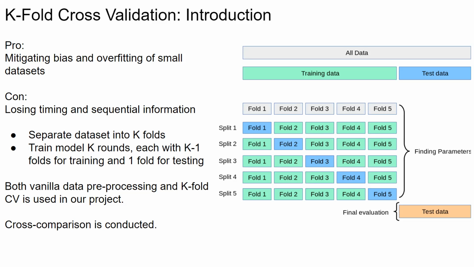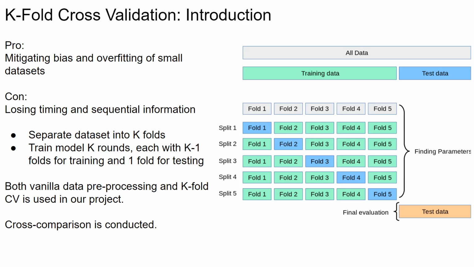However, it does have a con of losing timing and sequential information, so it might not be very good at prediction tasks. It basically separates the datasets into k folds, which trains the models in k runs. Each time, one fold is used as the testing dataset and the others are used as the training dataset. So with k iterations, all folds will be used for both training and testing.